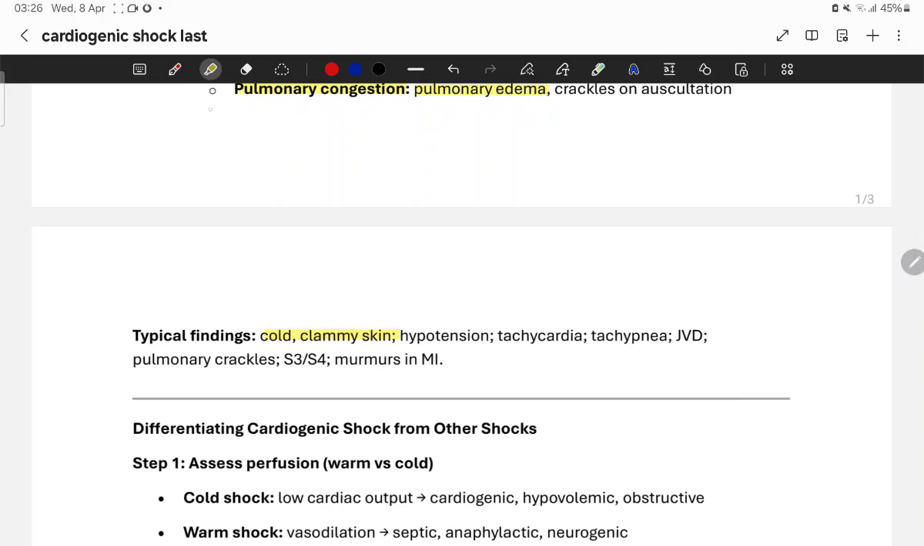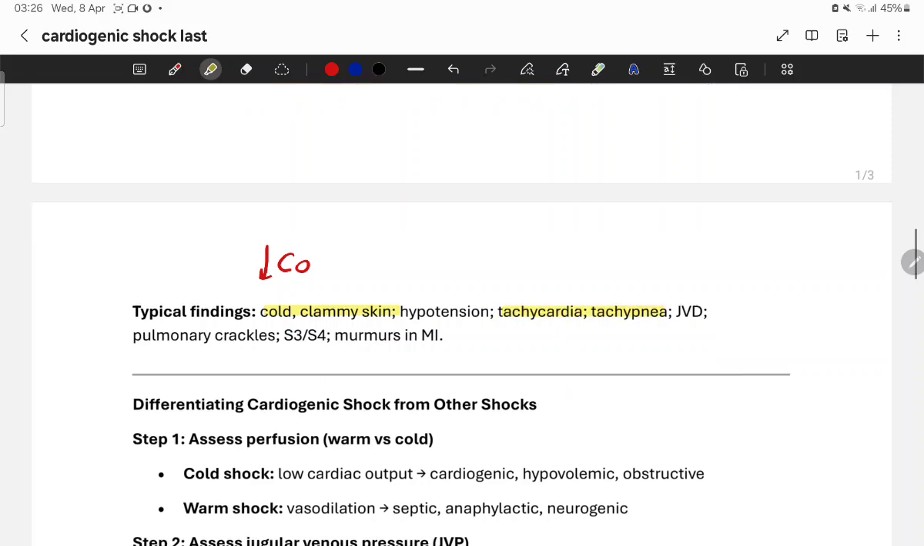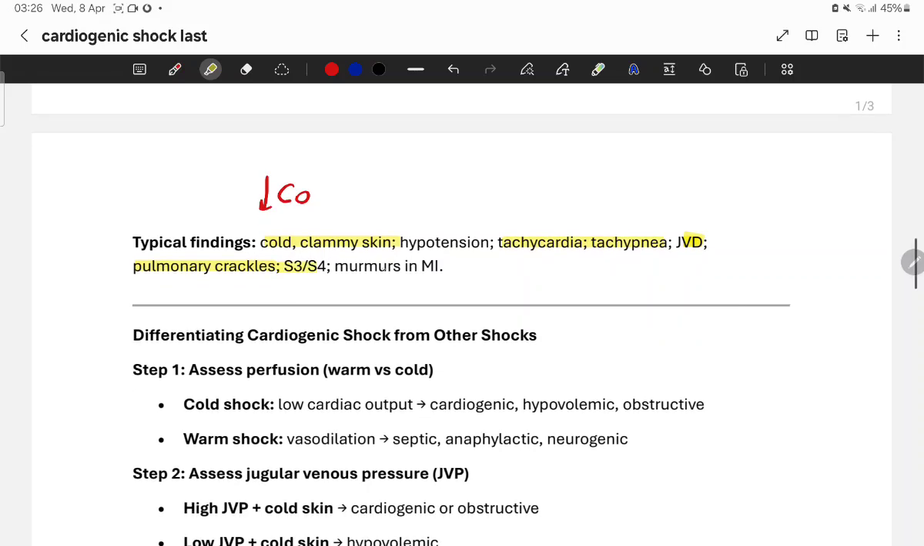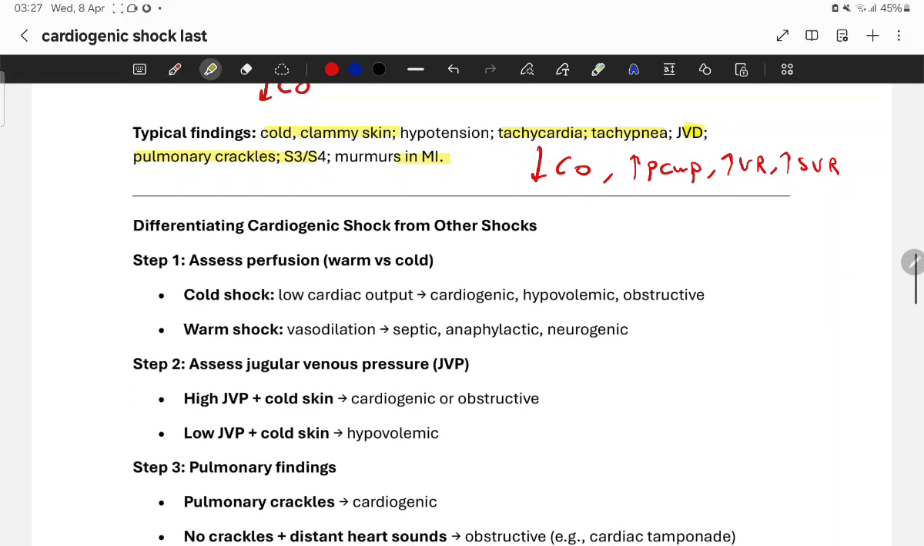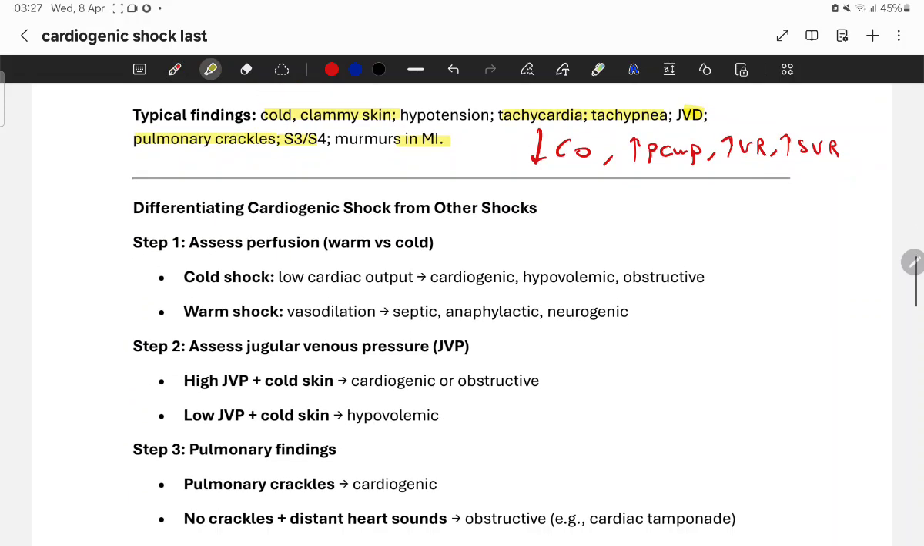Cold clammy skin due to low cardiac output and vasoconstriction, hypotension, tachycardia and tachypnea as a compensatory mechanism, elevated jugular venous pressure, pulmonary crackles as a response to pulmonary congestion, S3, S4, and murmurs. Our findings in pathophysiology will be low cardiac output, increased pulmonary capillary wedge pressure, increased venous return, and increased systemic vascular resistance. How can we differentiate this cardiogenic shock from other types of shock?